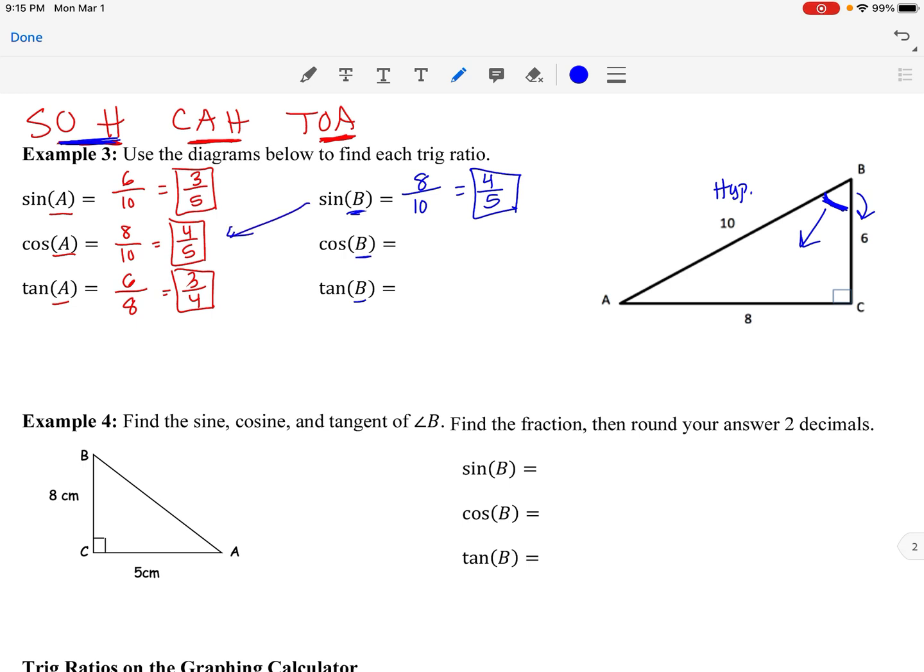And again, notice the sine and cosine of angle A and B are flip-flopped of each other. So cosine of B is going to be adjacent over hypotenuse. Tangent of B is opposite over adjacent. So opposite of B is 8. Adjacent is 6. So we get 4/3 for that one.